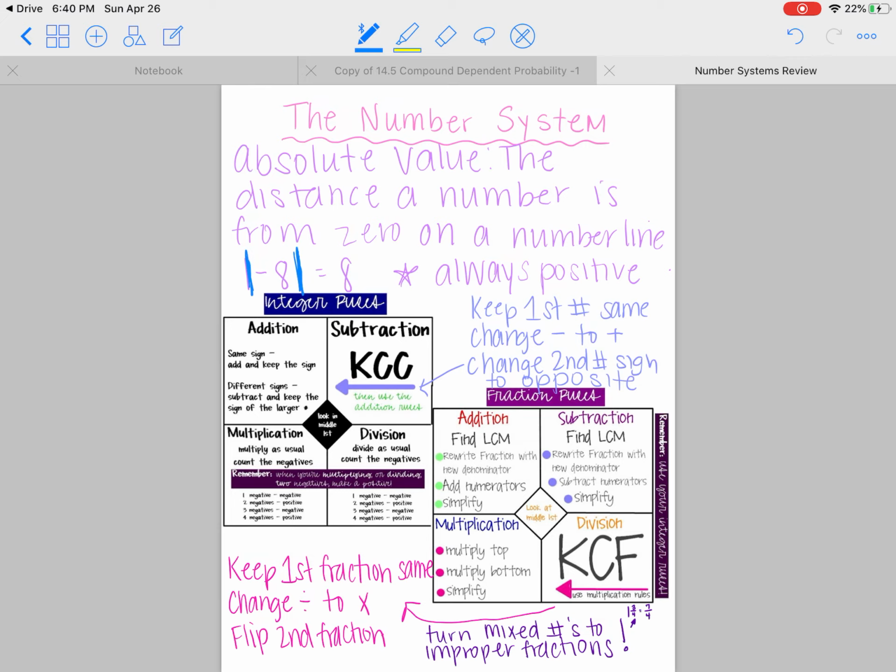Lastly, turn mixed numbers into improper fractions. You see here we got 1 3/4. We change it to an improper fraction, 7/4, by taking the 4 and multiplying it to 1. 4 times 1 is 4. Add the 3, that's 7. Put that over top of the original denominator. So 7/4. Okay?